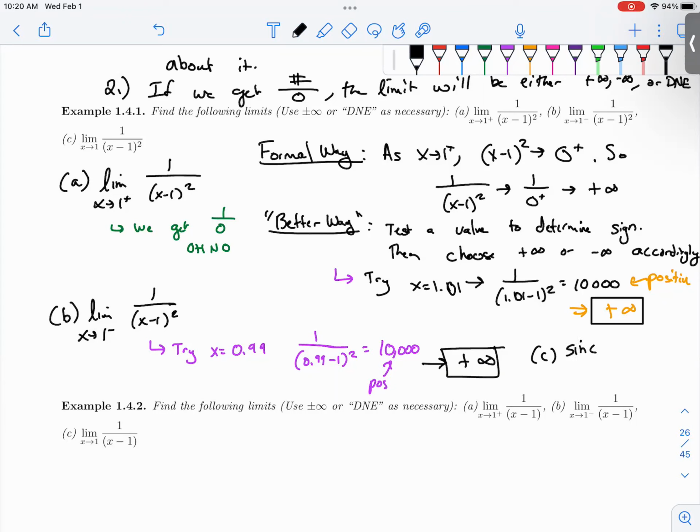Since A and B went to positive infinity, the limit as x approaches 1 of 1 over 1 minus x, excuse me, x minus 1 squared is also equal to positive infinity. And you don't need to write the plus sign, by the way.